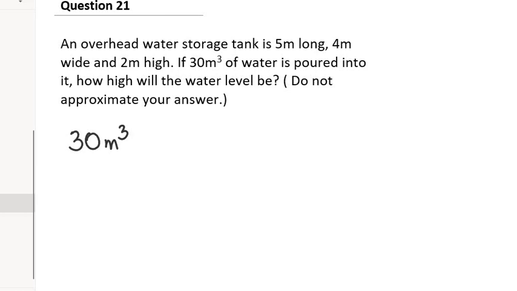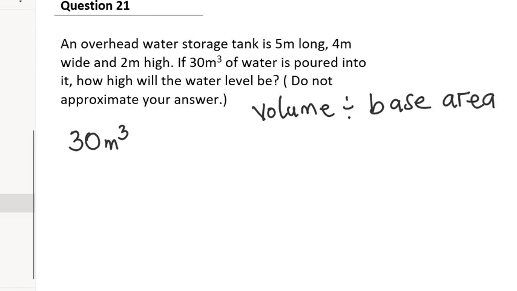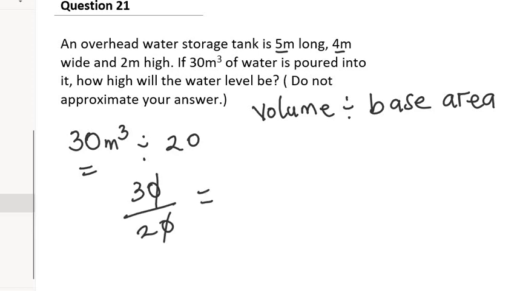Divide the volume. Okay, the formula to use is volume divided by base area. We already know that the volume is 30 meter cube. So divide this by the base area. The area is 5 meters times 4 meters. That's long times wide. 5 times 4, that's 20. So it will give me 30 divided by 20. 0 cancels 0, 2 into 3, 1 remainder 1, over 2, or 1.5 meters high.